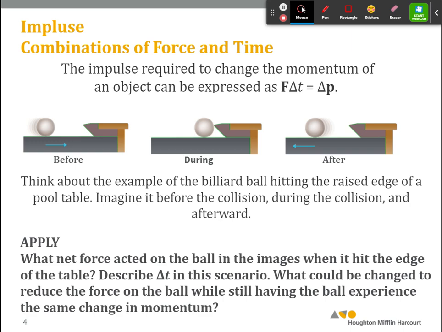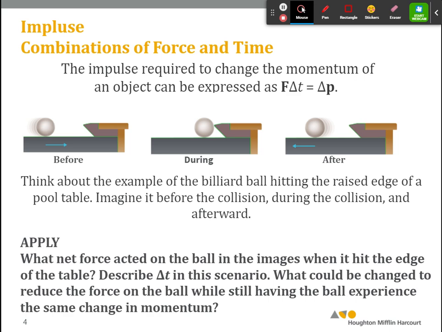So what could be changed to reduce the force on the ball while still having the ball experience the same change in momentum? Well, if you want to exert less force but still get the same change in momentum, what you would have to do is increase the time over which the force is applied.